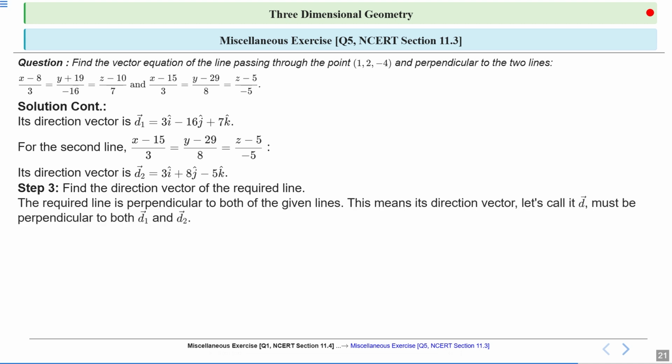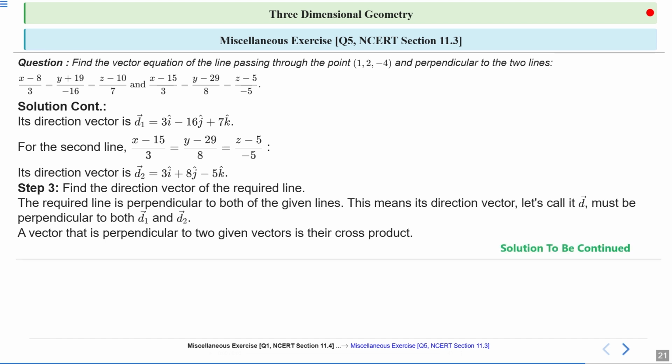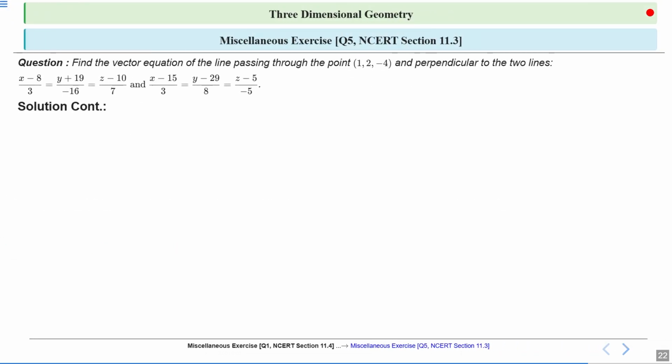Step 3, find the direction vector of the required line. The required line is perpendicular to both the given lines. This means its direction vector, let's call it d vector, must be perpendicular to both d1 vector and d2 vector. A vector that is perpendicular to two given vectors is their cross product. So d vector = d1 vector cross d2 vector, which is the determinant of i cap, j cap, k cap; 3, -16, 7; 3, 8, -5.